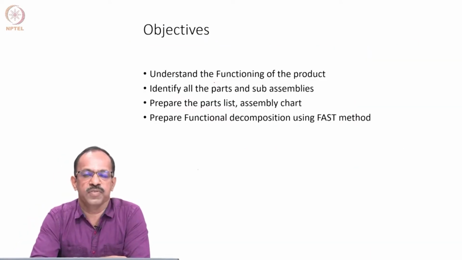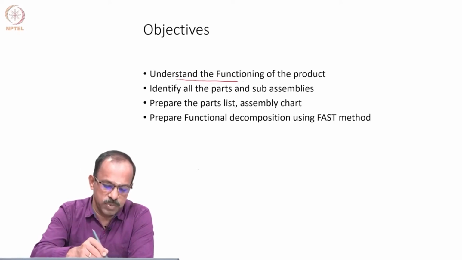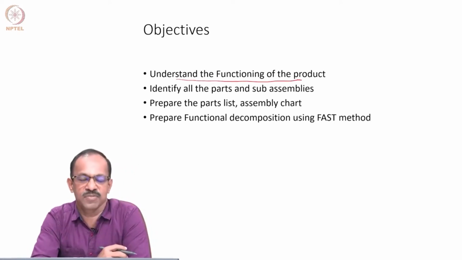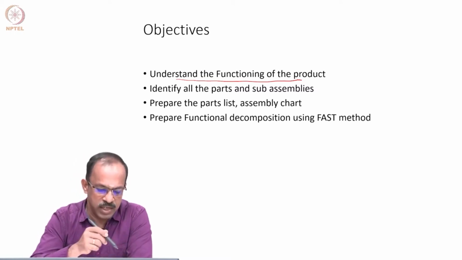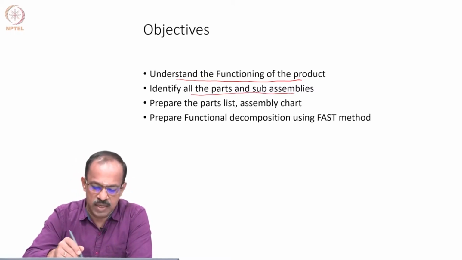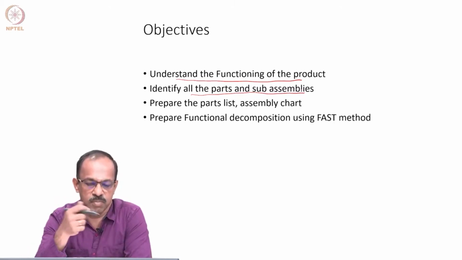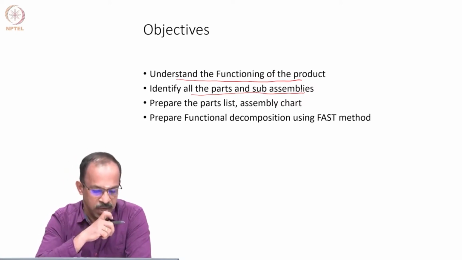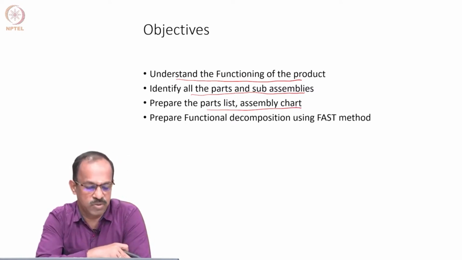The objective of this exercise is basically to understand the functioning of the product. How the product functions, what are the basic inputs, what is the output, what is the main function of the product, and then look at all the parts and the sub-assemblies. There are many parts and sub-assemblies and then the main assembly. So we look into those parts, sub-assemblies, and how they are assembled, and then prepare the parts list and assembly chart, which we do for other products also.